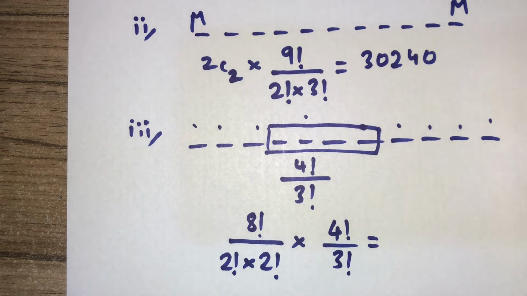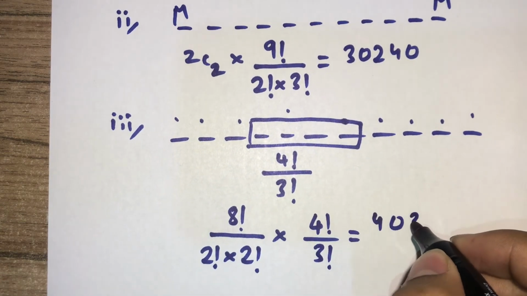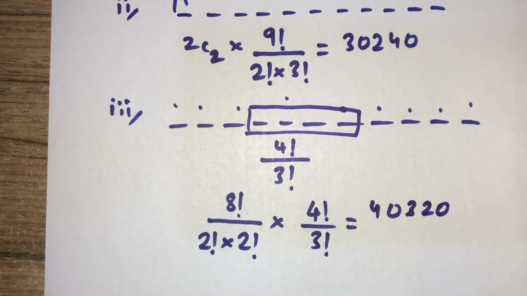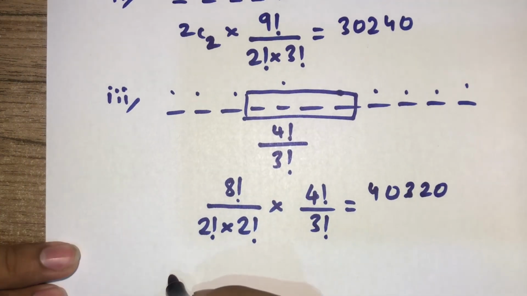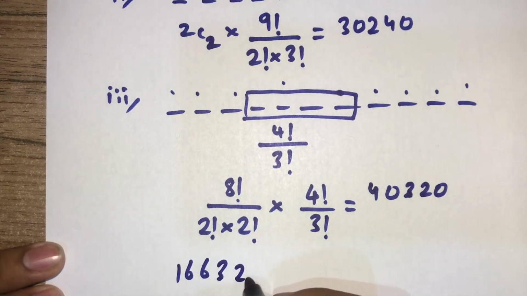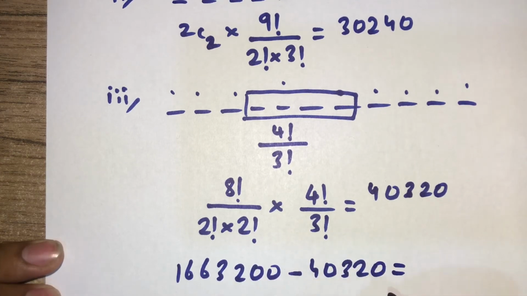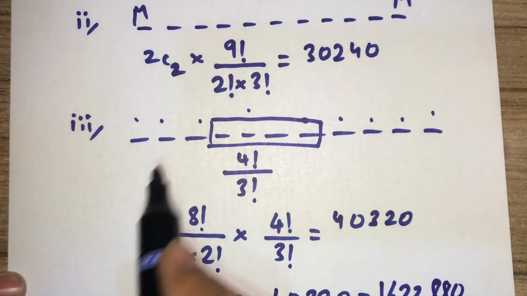This will be equal to 40320, this is when the vowels are together. We'll subtract this from the total that we found in the first part, 1663200 minus 40320. This is equal to 1622880.